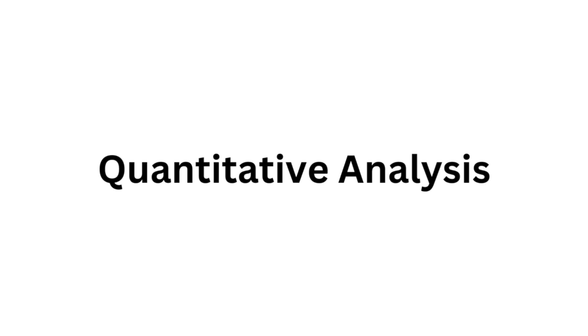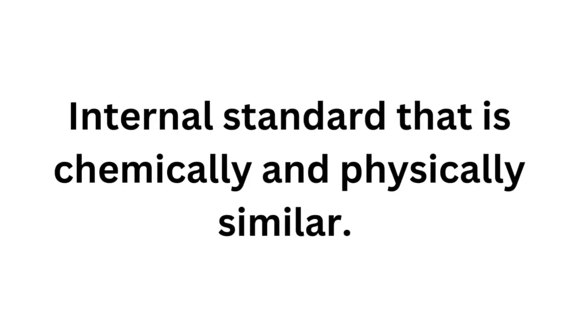The first is the selection of internal standards. So choose an internal standard that is chemically similar to the analyte of interest but does not interfere with its detection. It should have similar chemical and physical properties to the analyte to mimic their behavior during analysis.